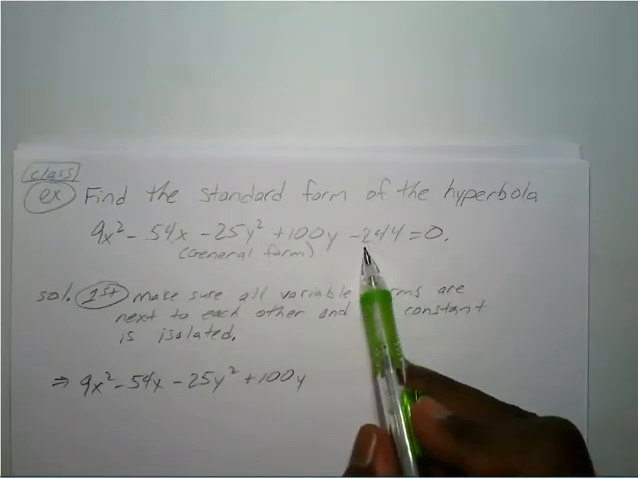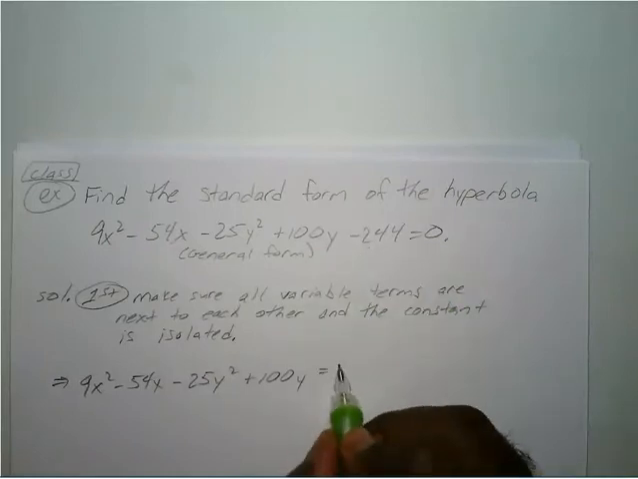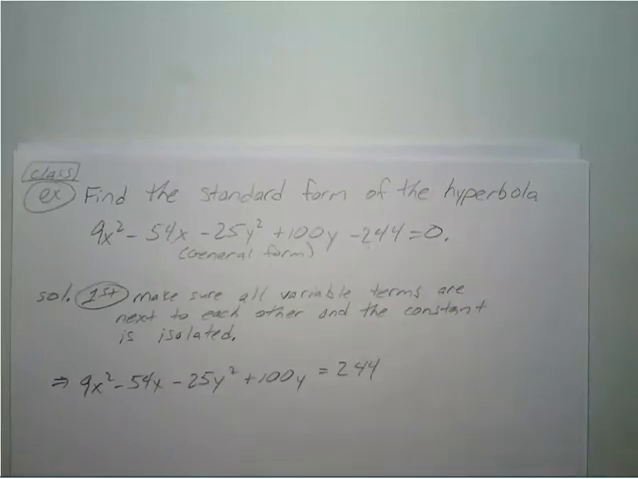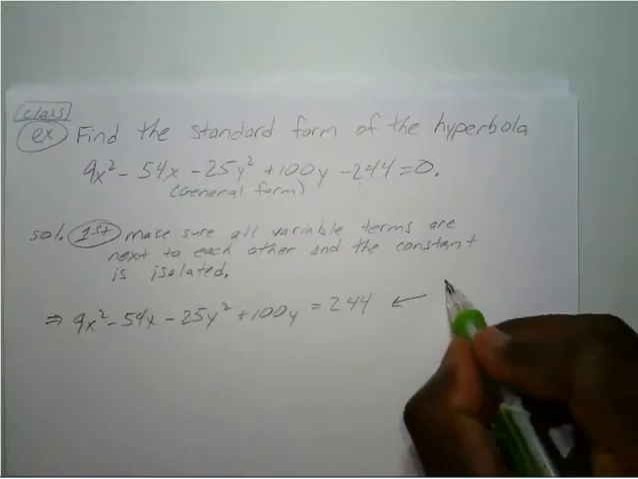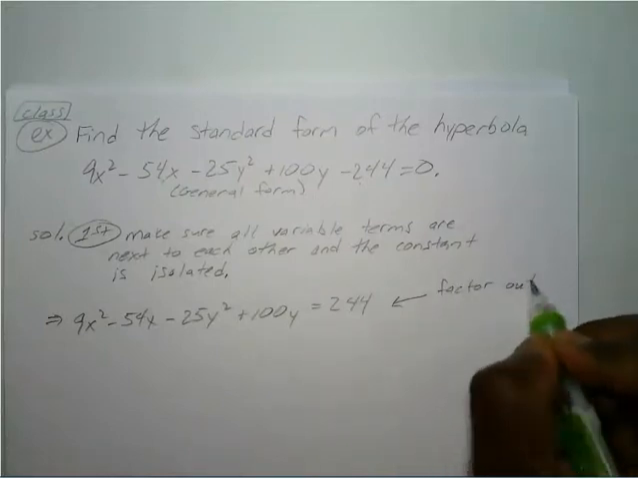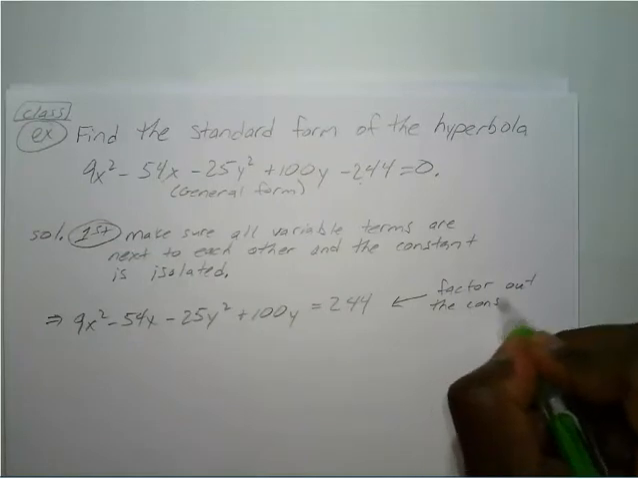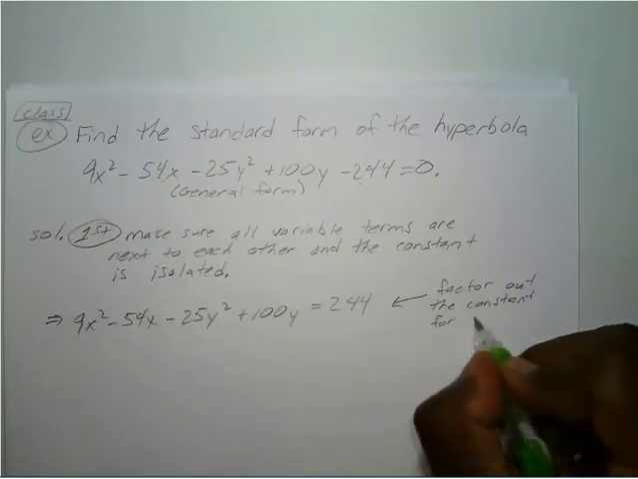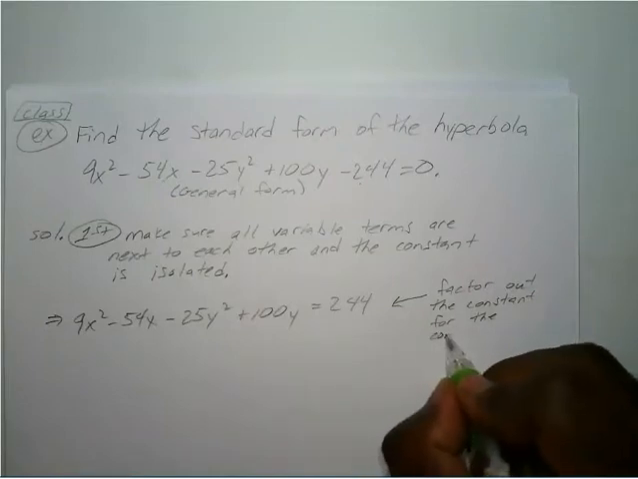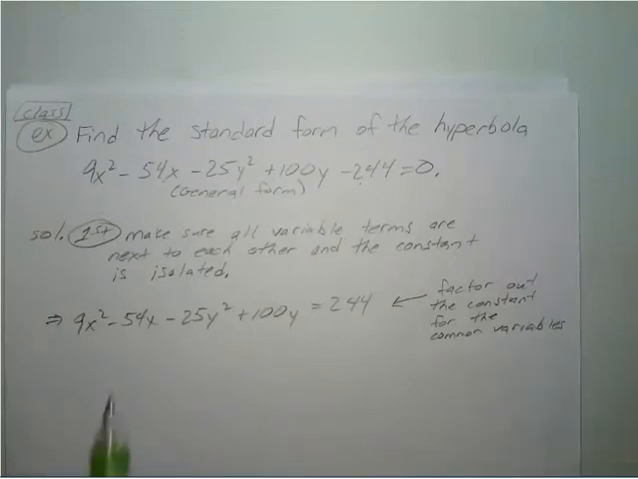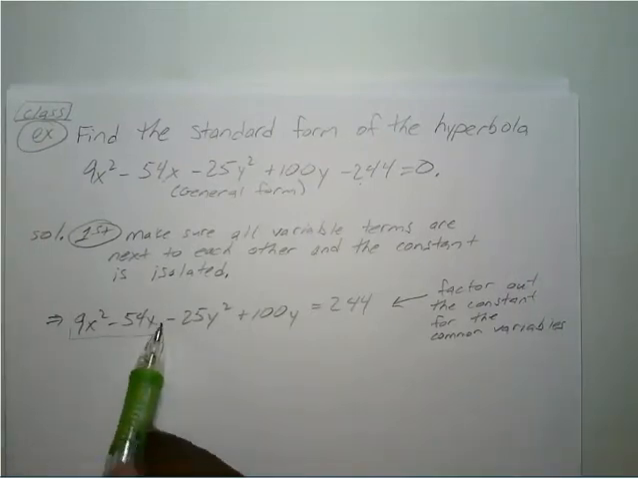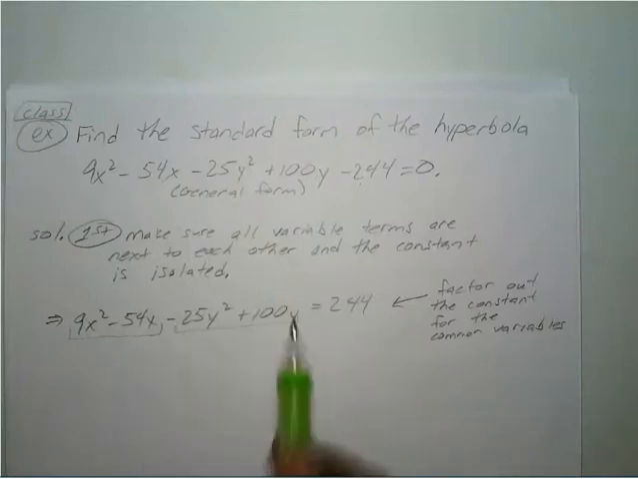So if we add 244 to this side, those two will cancel out, and this will equal 244. Now for this one, we're going to factor out the constant for the common variables. In other words, we're going to factor out the constant for those two, and the constant for those two.